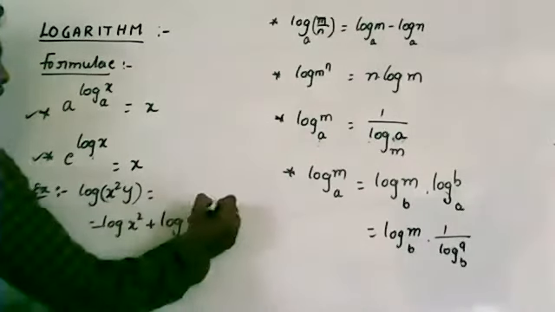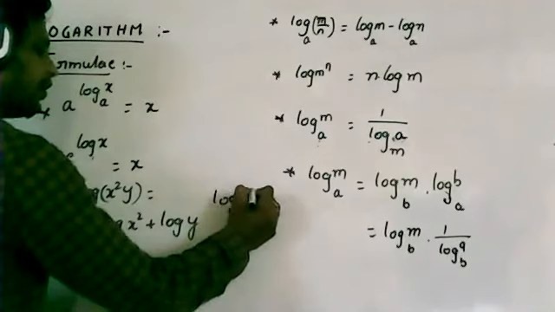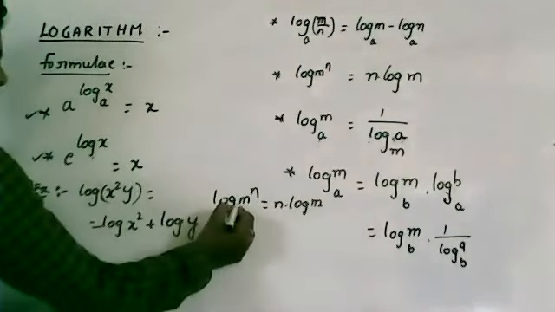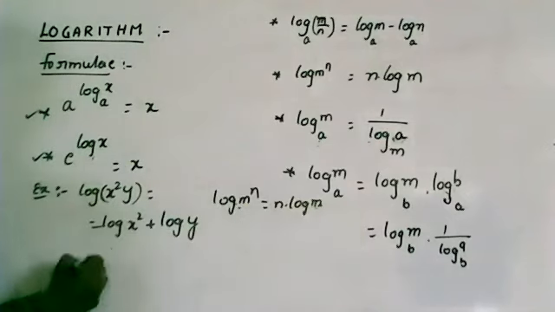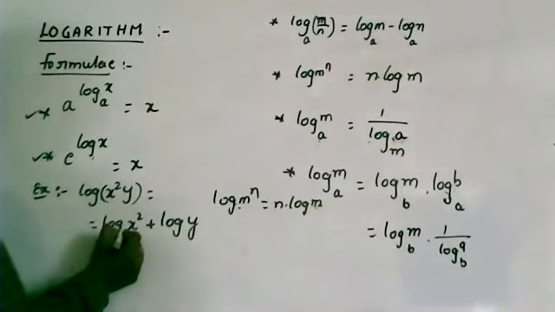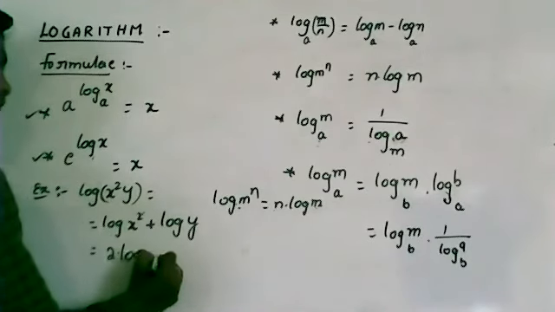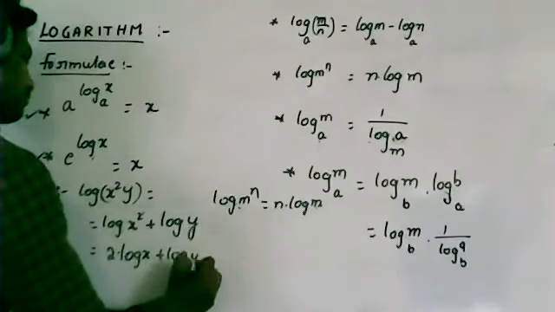But again, it looks like log m power n. So what is log m power n? It is n log m. Therefore log x square is 2 log x, so the answer is 2 log x plus log y.